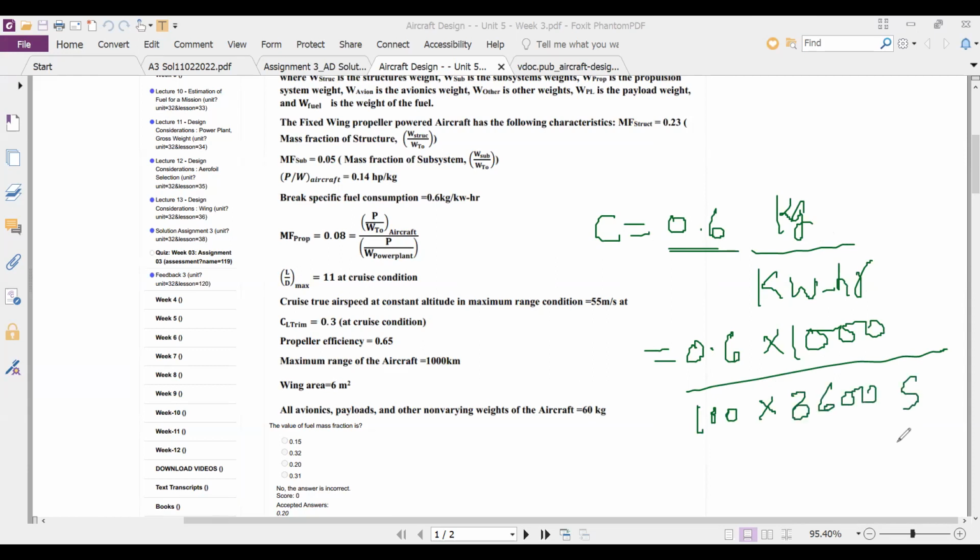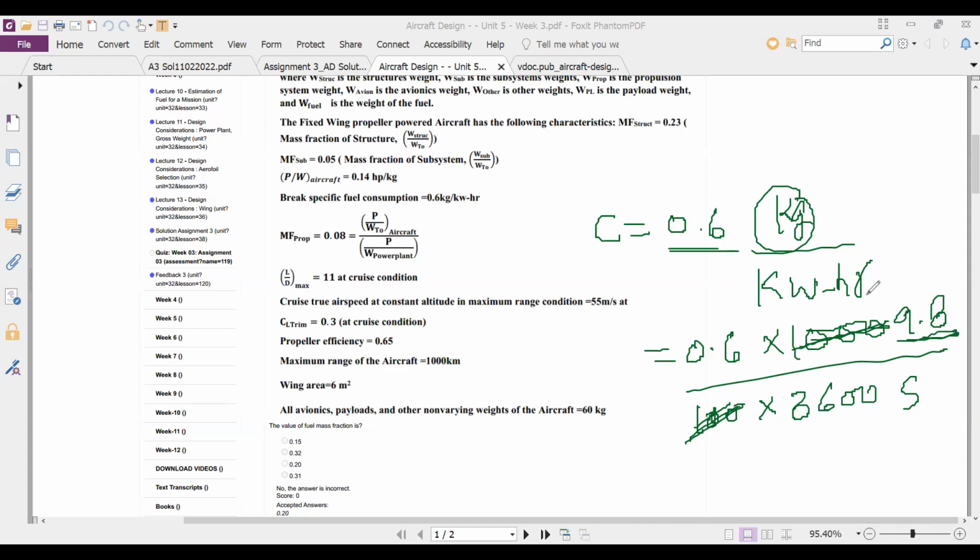Sir, not the 100 part. Not the 100 part. So 100 will be removed from here. Now, do you think it is correct? No, sir, we need to multiply with 9.807 as well. 9.8. Okay, this is 9.8. See, this is kg. So this kg needs to be converted into Newton. So for that, we multiply with 9.8.